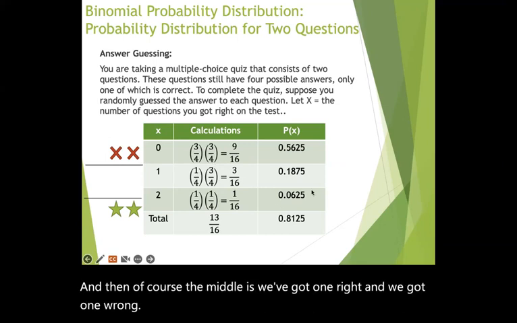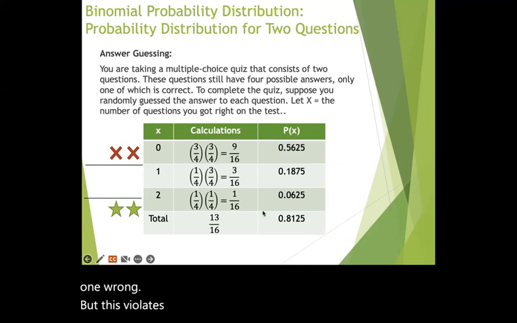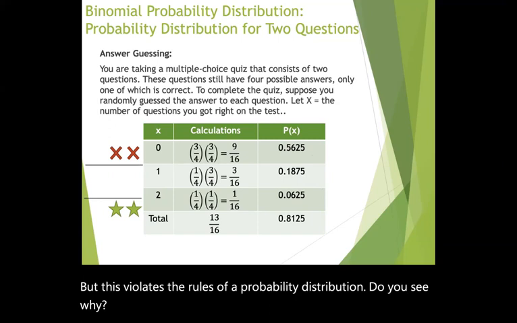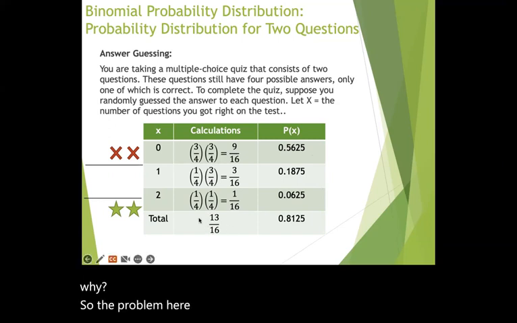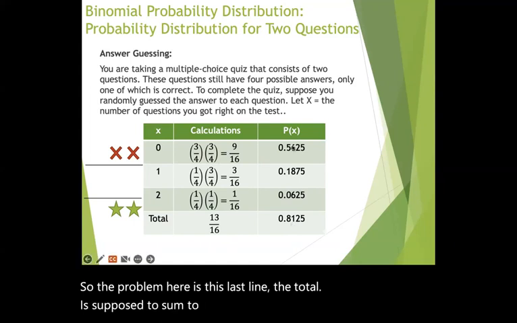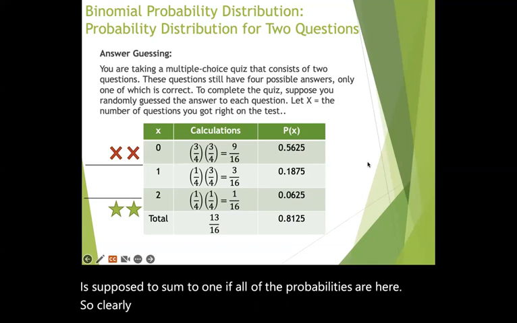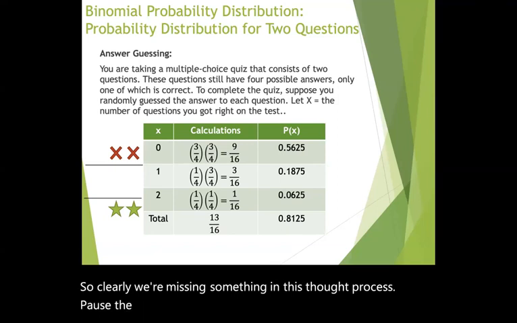But this violates the rules of a probability distribution. Do you see why? The problem here is this last line, the total, is supposed to sum to 1 if all of the probabilities are here. So clearly we're missing something in this thought process. Pause the video here and see if you can think what it is.